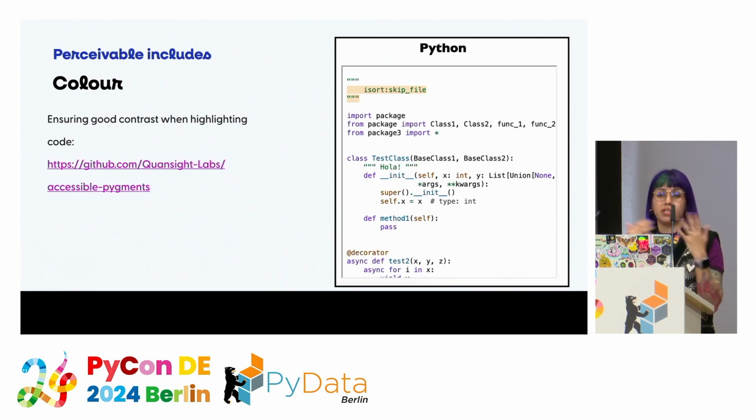There are other tools, for example, syntax highlighting is extremely hard to get right. And I know we all have our preferred syntax highlighting theme, because dark versus light versus high contrast. But ensuring that this has enough good contrast when highlighting is essential. My team and myself have been working on a library called Accessible Pigments, and that makes sure that the syntax themes that are there are actually meeting contrast and high contrast, and some of them are colorblind friendly. And those are the default that we are using now in PyData Sphinx.